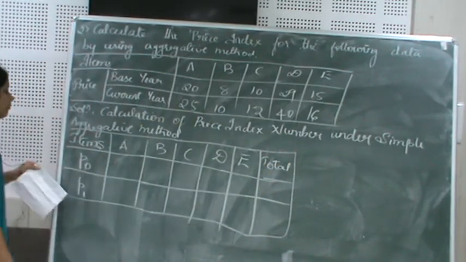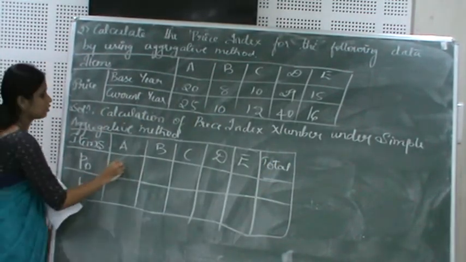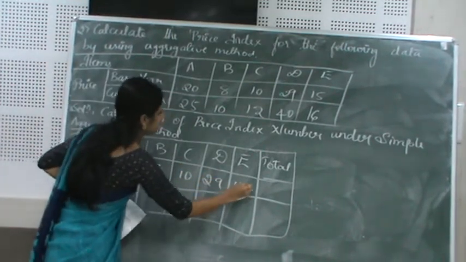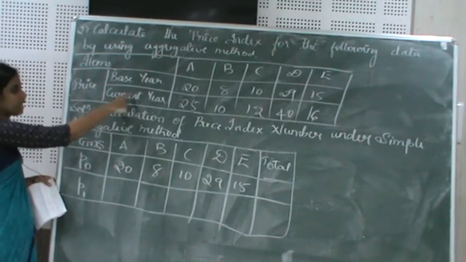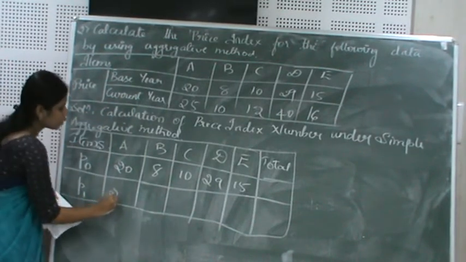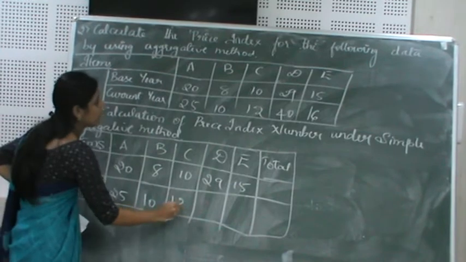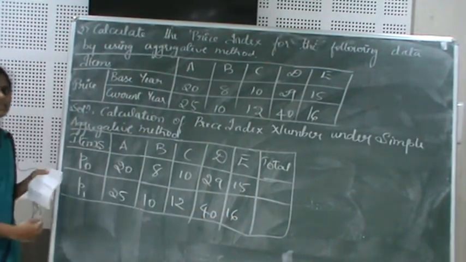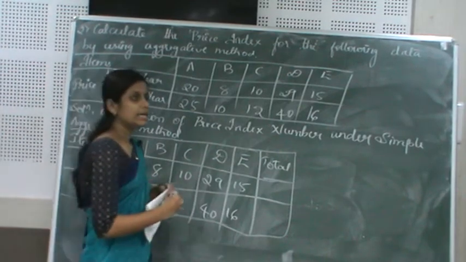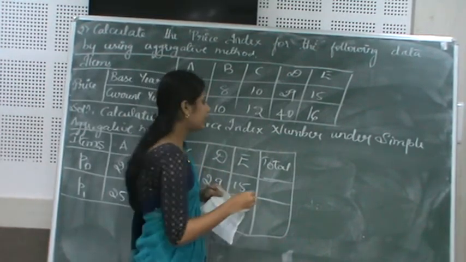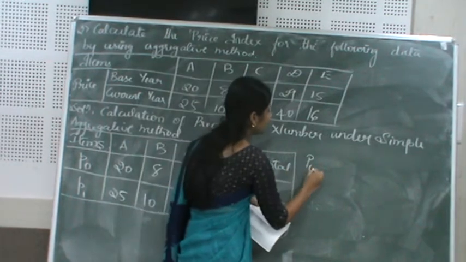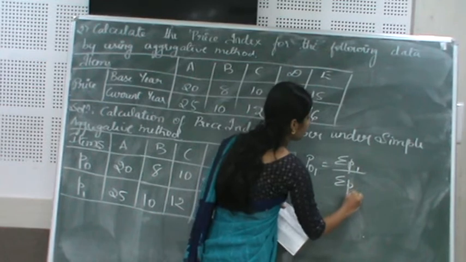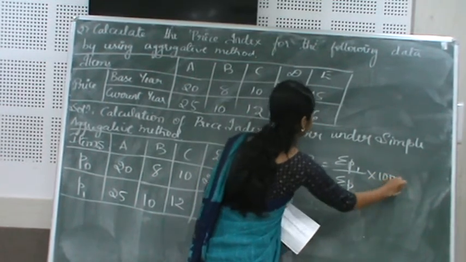And the prices of base year, that is P0, we are going to write: 20, 8, 10, 29 and 15. Next we are given the prices of current year, that is P1: 25, 10, 12, 40 and 16. Now we will write the formula of price index number under simple aggregative method. The formula is P01 is equal to summation of P1 divided by summation of P0 into 100.